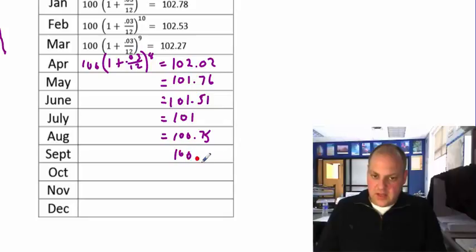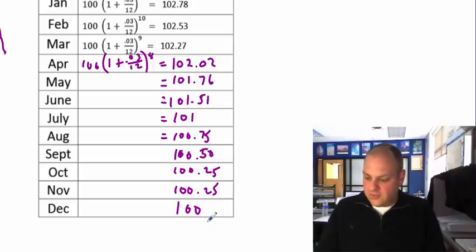$100, that's $100.50. $100.25. Oh, I messed up along the way. I messed up somewhere. This should have been 100.125. This is all off. I don't know what happened. 102.02, 101.76, 101.51, 101. I'm missing a month somewhere.